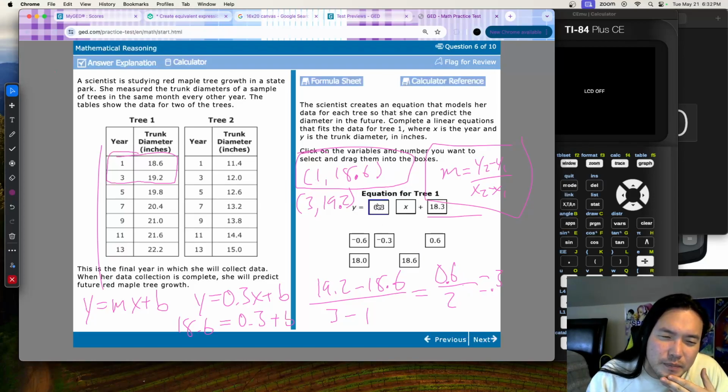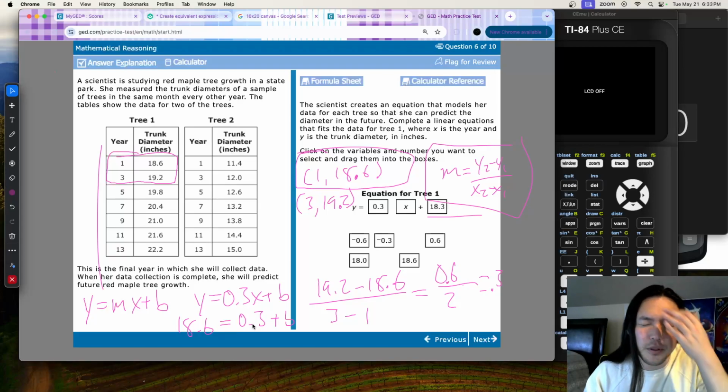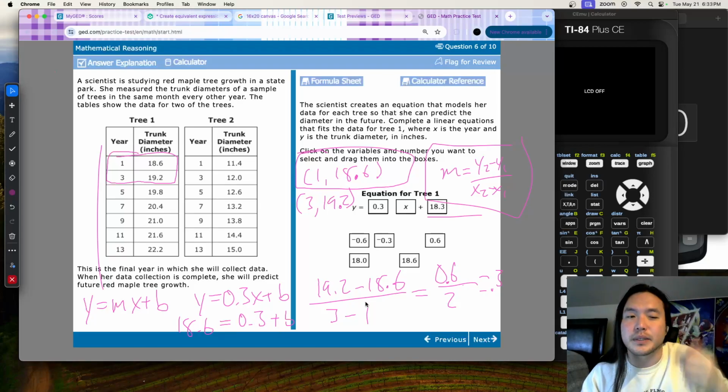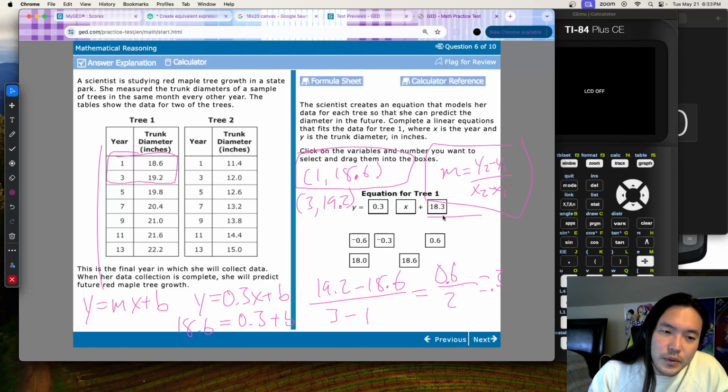So 0.3 goes here. I would multiply that to the x because that's what it means to have a slope. y equals mx plus b. So now we know slope. We also know some values for x and y, so we can plug in those numbers. Here I plugged in 18.6 for y and 1 for x to solve for b. So if I do that, I get 18.6 equals 0.3 times 1, which is 0.3, plus b. What is b? b is 18.3.